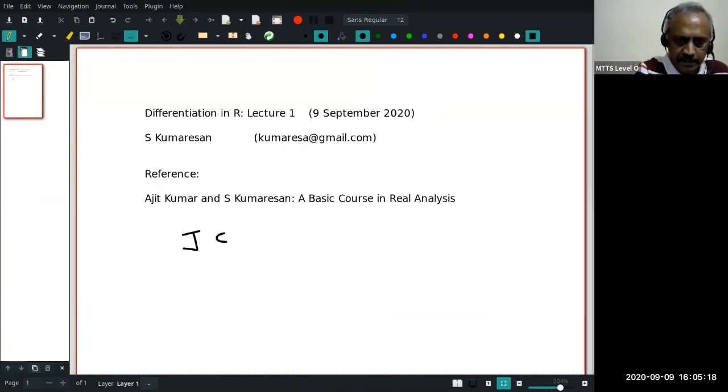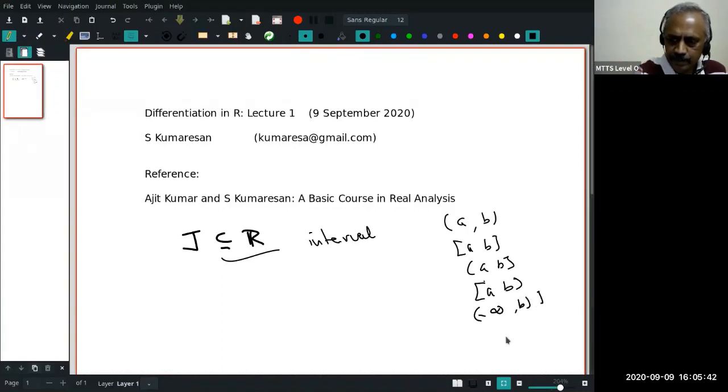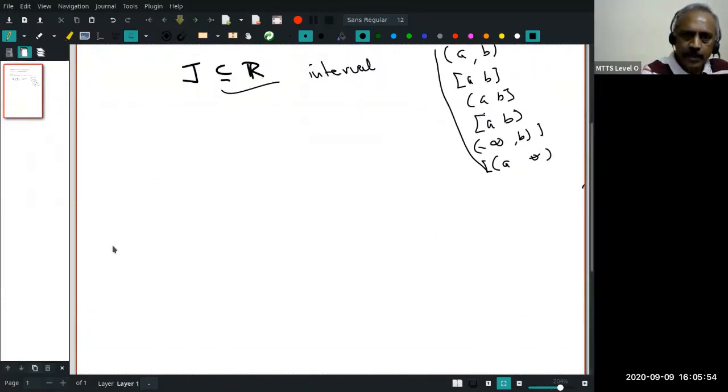Suppose J is an interval in R. It may be closed, open, semi-closed, and possibly infinite, and here also closed or open, and similarly A closed or A open to infinity. Any such thing is possible. So J could be any one of the intervals. I have a function F. Fix a point A in J.